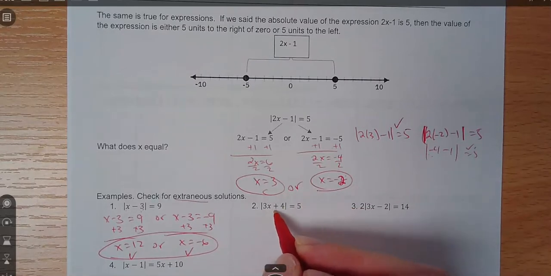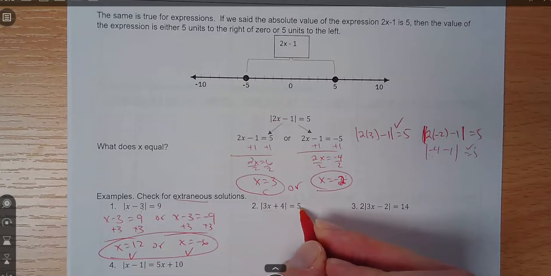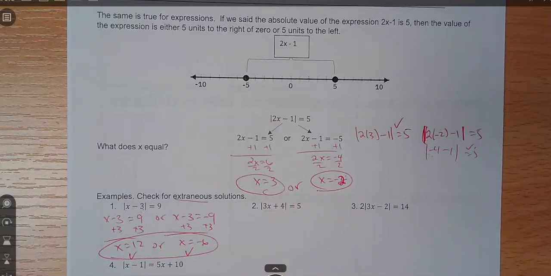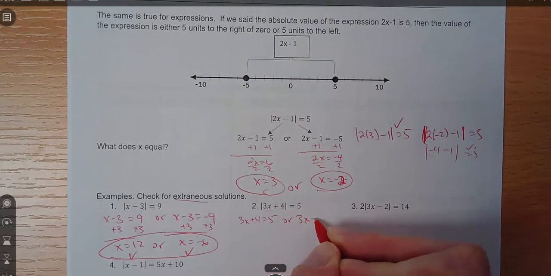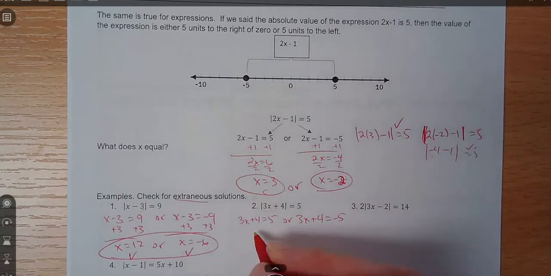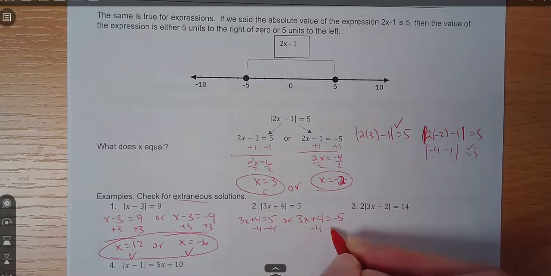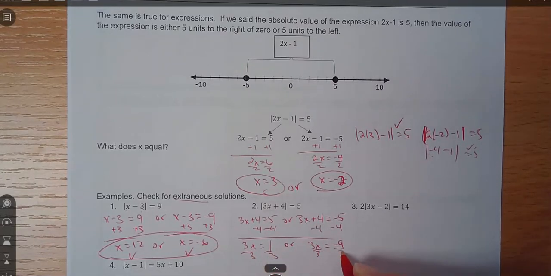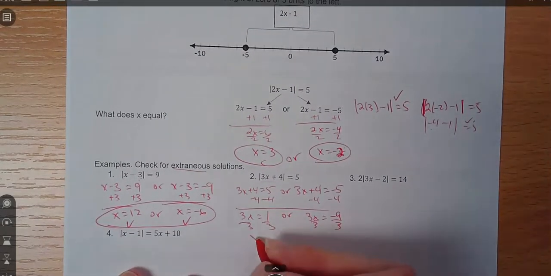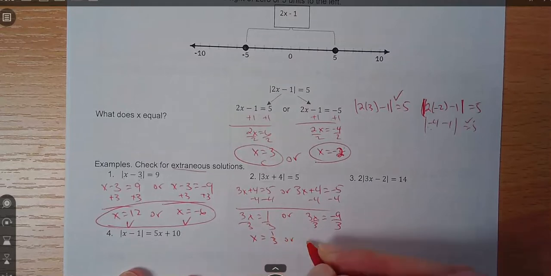Next one here, I've got this expression. If its absolute value is 5, that means the expression is either 5 to the right or it's 5 to the left. So 3x plus 4 equals 5, or 3x plus 4 equals negative 5. Subtract 4 from both sides. 3x equals 1, or 3x equals negative 9. Now, you can solve this one all the way down. This is just how I do it. I do the same steps. So x equals 1/3, or x equals negative 3.